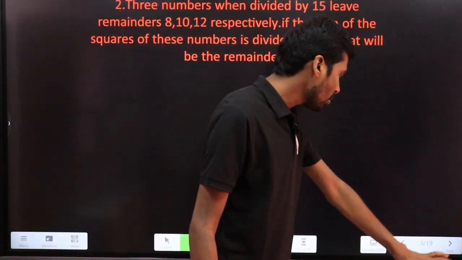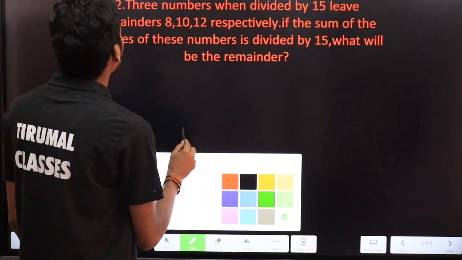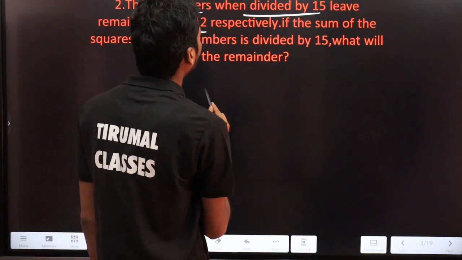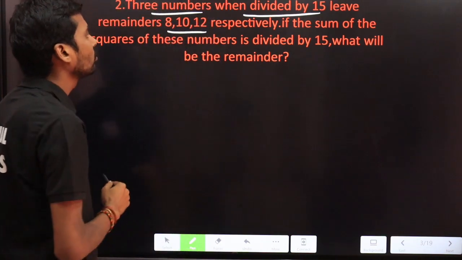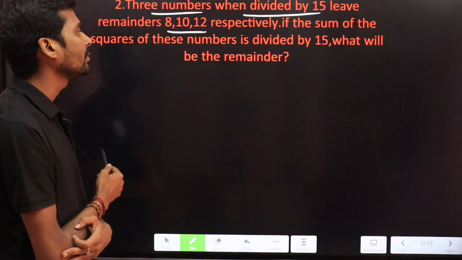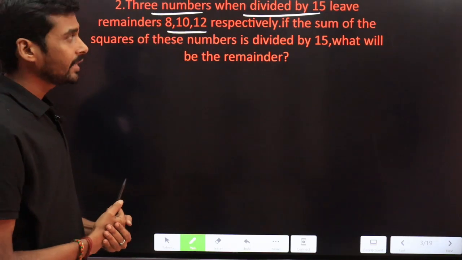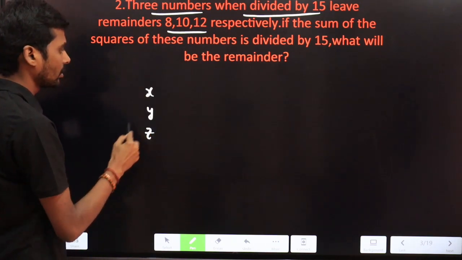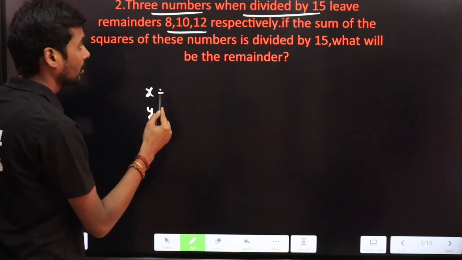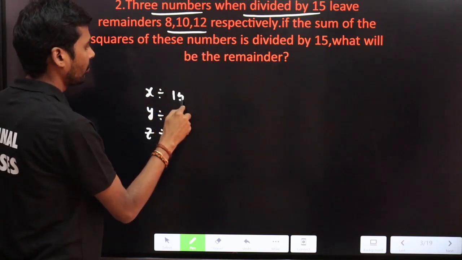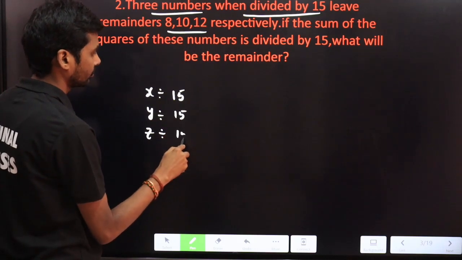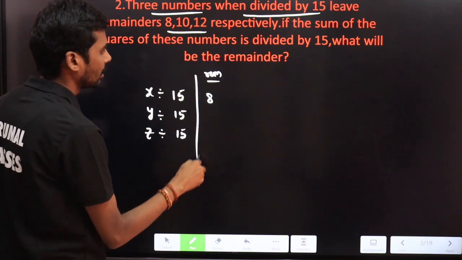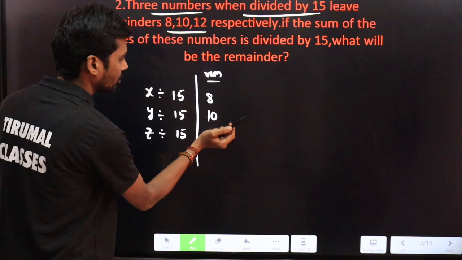Okay, let's take another example. Three numbers when divided by 15 leave remainders 8, 10 and 12 respectively. If the sum of the squares of those numbers is divided by 15, what will be the remainder? Three numbers when divided by 15: let me take the numbers as x, y and z. If I divide x, y, z by 15, we get the respective remainders 8, 10 and 12.